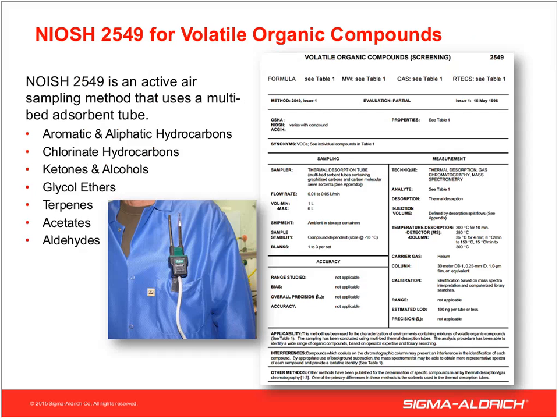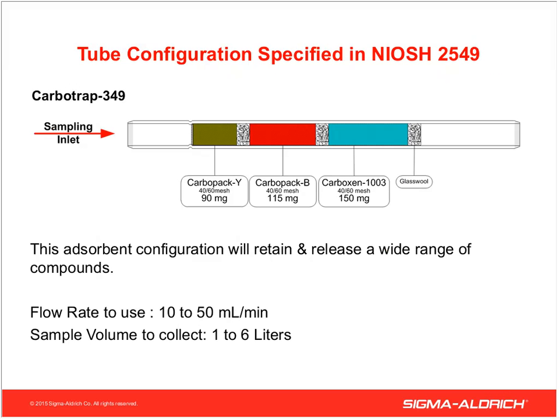So NIOSH 2549 is an active sampling method that uses a multi-bed adsorbent tube. Based on its recommended range of flow rates and sample volumes, the sample collection time can range from anywhere between 20 minutes and 10 hours. This tube is useful for screening or for investigating odor complaints.